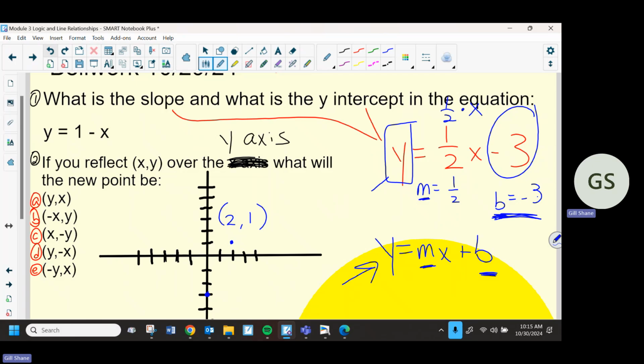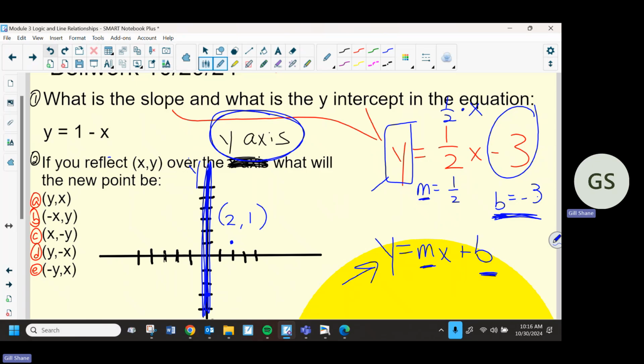So I need to say, well, I'm reflecting over that. In this case, that's my line of reflection. Well, then I just darken it in. You need to know where the y-axis is. It's the up and down number line, the up and down axis. So I darken that in. That's your first step. You gotta know that your first step is to darken in whatever the line of reflection is. And they'll always tell you what the line of reflection is. They'll say reflect over or across, and then they'll tell you what it is.